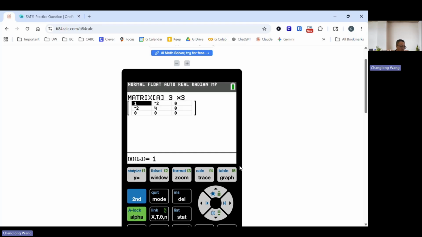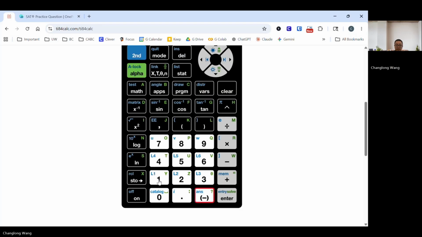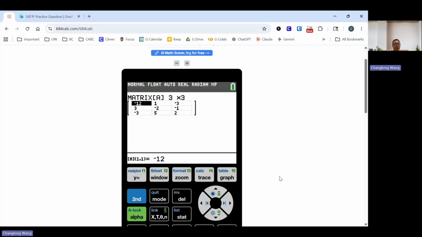So it's going to be -12, 1, -3, 3, -2, -1, -3, 5, 2. Okay. See, -12, 1, -3, 3, -2, -1, -3, 5, 2. Okay, there we go. Right.